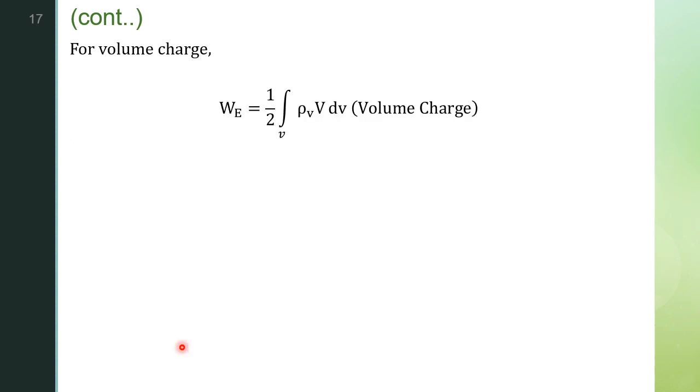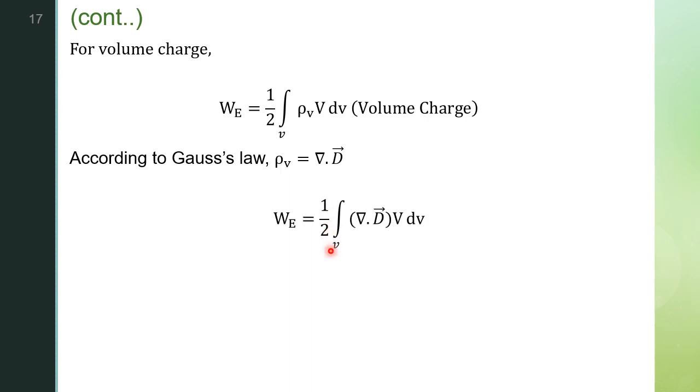Now we are trying to generalize the expression by considering volume charge. So for a volume charge, we have W_E is half integral over volume rho_V V dV. Now we have already learned Gauss law. According to Gauss law, del dot D is equal to rho_V. So substituting rho_V as del dot D, we will get W_E as half integral over volume del dot D into V dV. So this is the total work.